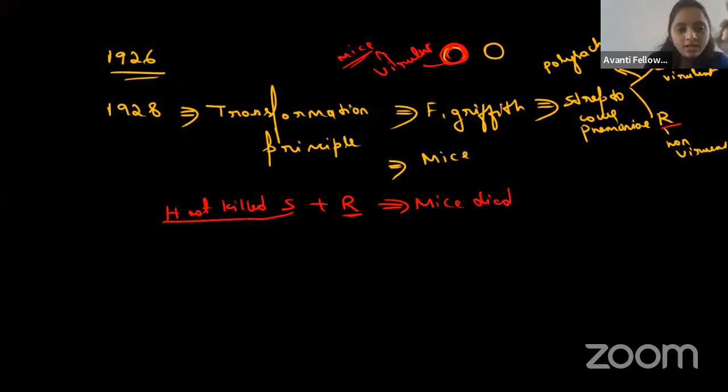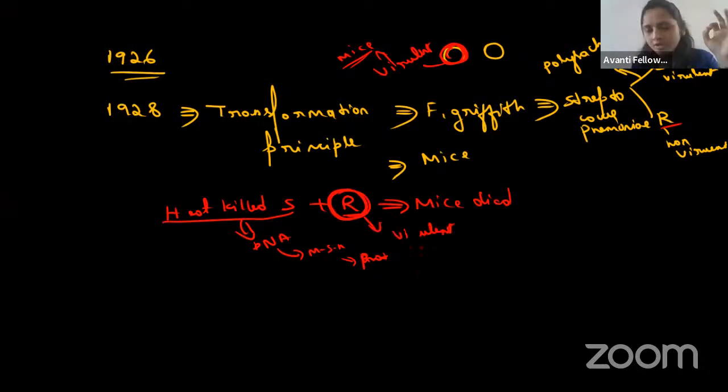So they came to know that there is DNA in the S strain. From this DNA, mRNA is synthesized, and from this mRNA, protein is synthesized. That is helpful in forming the polysaccharide coat on the R strain, converting this non-virulent one to the virulent one. They did not say that DNA alone is the transforming factor. At that time, they did not know what DNA was.